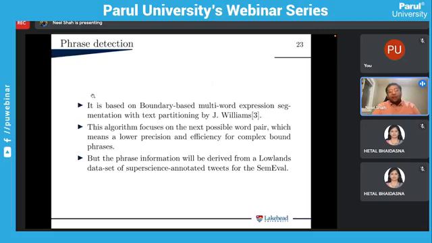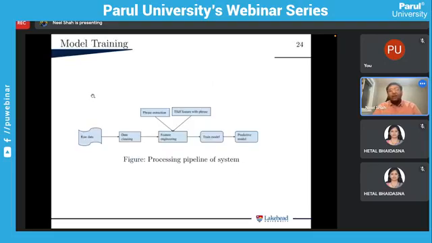It is boundary based. In a previous one, they used boundary based multivariate expressions, or they used the next possible word pair through the probability theorem of the frequency of the word. The third thing is the low-end data sets of unintended tweets or semi-evolution level, right? The question is how good these things are.